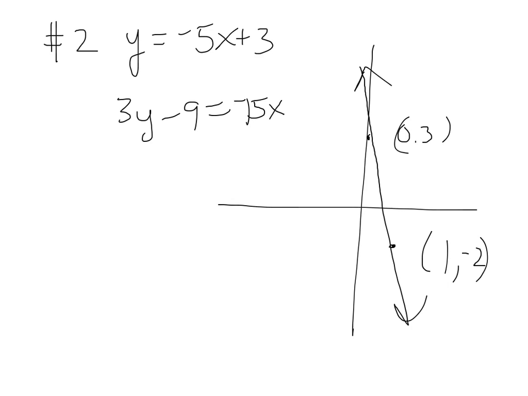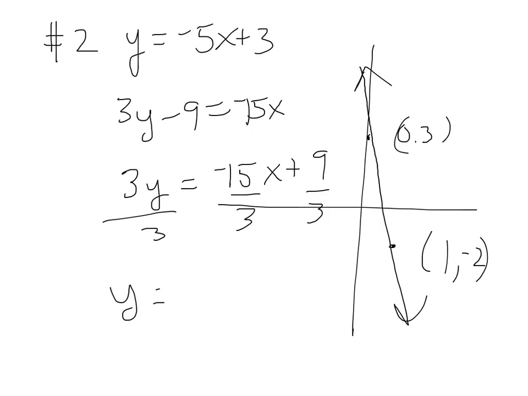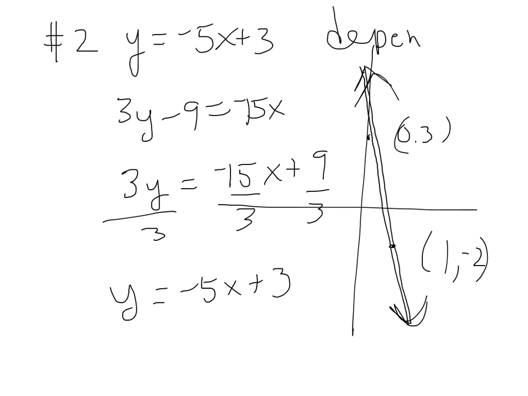That's okay. Now, to draw this second line, what I would probably want to do is get y all by itself. So to get y all by itself, 3y equals minus 15x plus 9. And then I'm going to divide by 3. And when I divide by 3, I see that I get exactly the same equation again. So what that means is I have exactly the same line right on top of the other one. It means we have an infinite number of solutions. The fancy math word for that is dependent. So we would say that this system is dependent. That would be your answer for number 2.